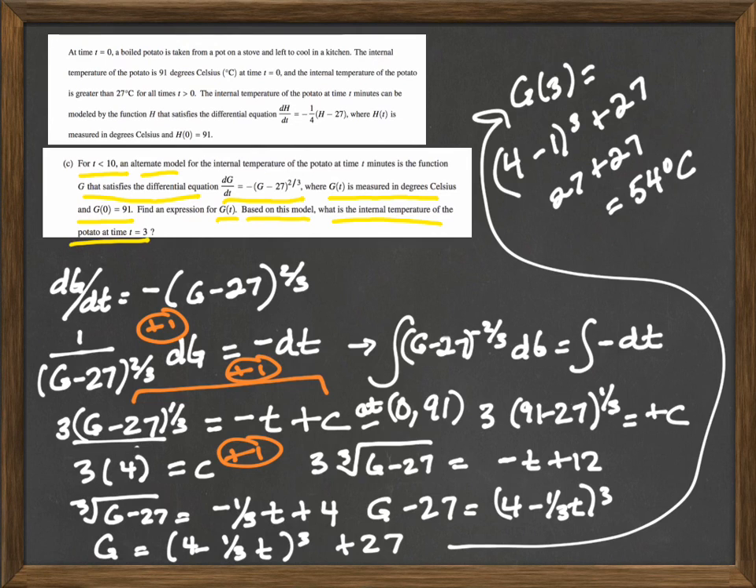And then you get, this is worth 5 points altogether. You get 1 point for the equation and 1 point for the model, internal temperature at t is 3. So that's a total of 5 points. Okay, so that was the answer and the points for part C. Hope you did well.